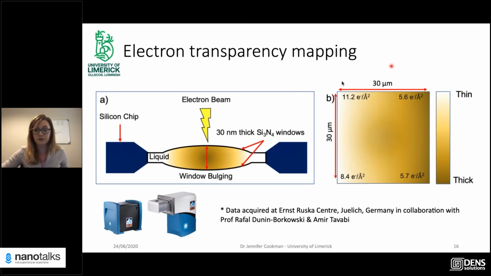And then we have an area in the top left corner which has 11.2 electrons per angstrom squared. So that's allowing in a lot more electrons, which means the resolution is just going to be a lot better. So this is ideal to do the final experiment where you make the recording with your optimum resolution.